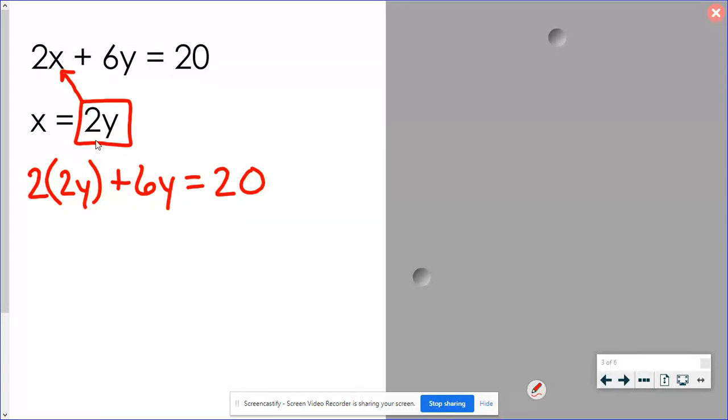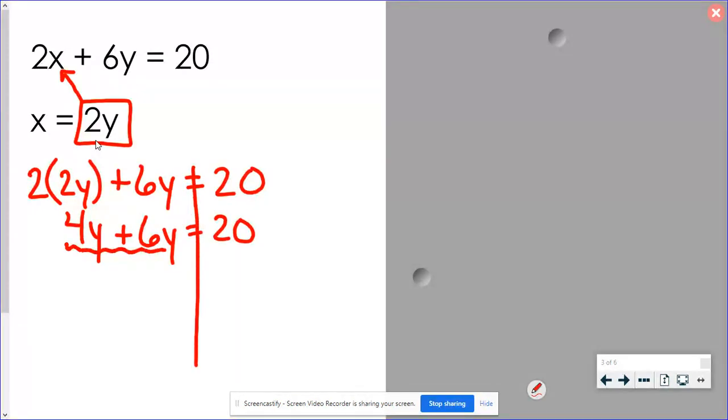So when I multiply the 2 times 2y, that's just 4y. And then I can combine these like terms. 4y plus 6y is 10y. And then we would divide by 10. So the y is 2.